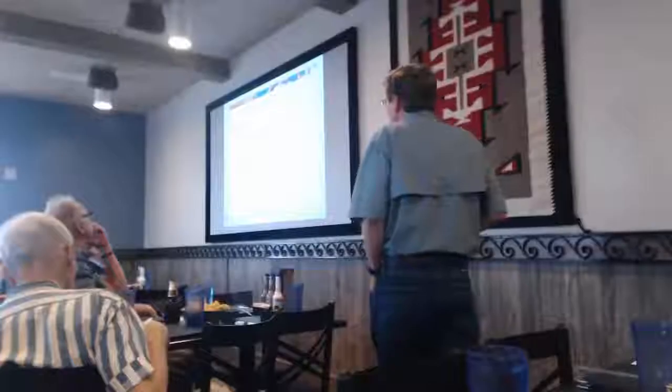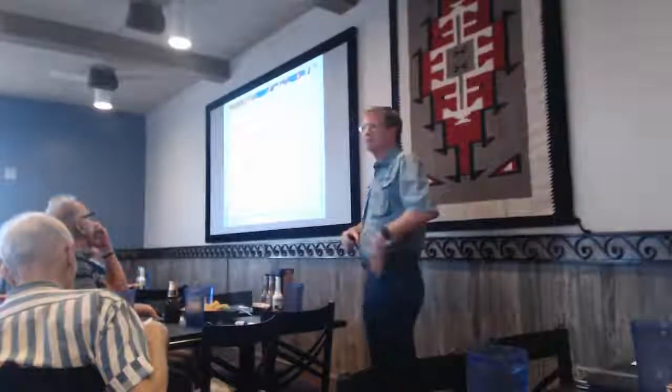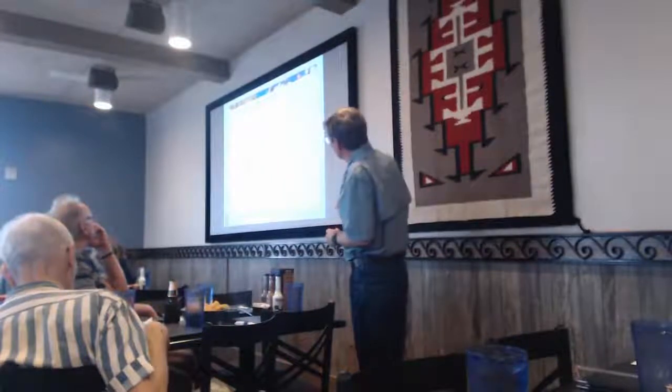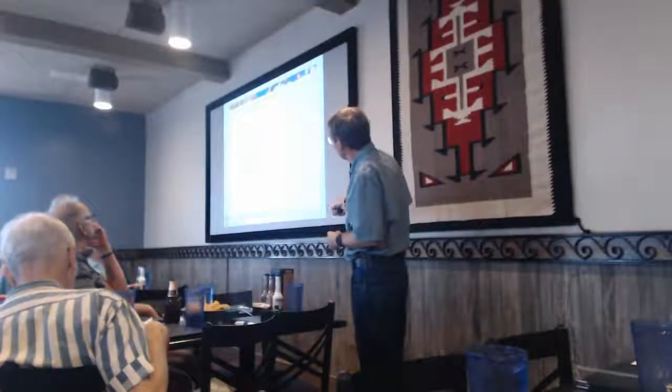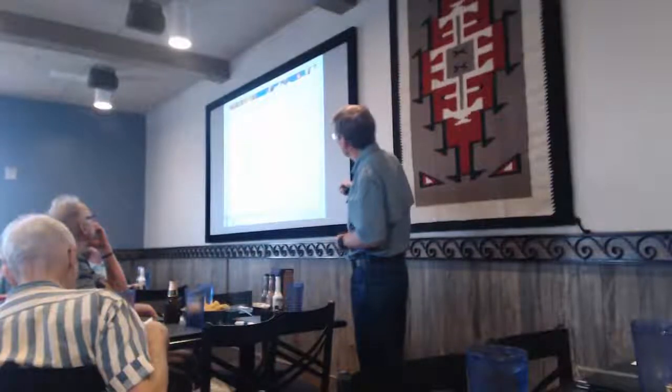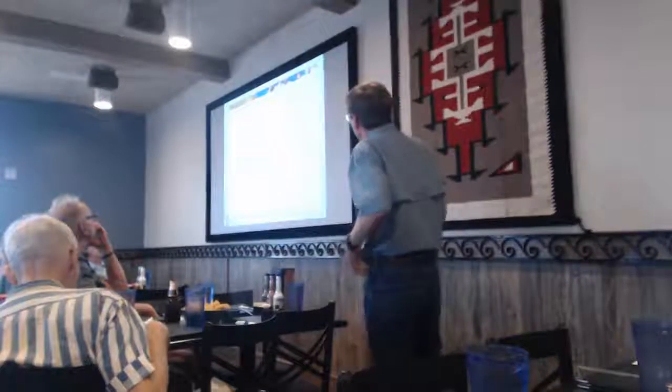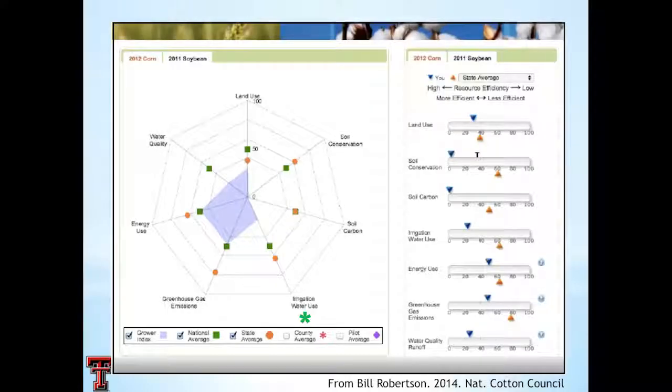And with this data, you can go in here and use their calculator and come up with a spider graph. This one actually has 7 points on it, but you could decide to show 6 things. There's soil carbon, soil conservation, erosion, land use, water quality, energy use, and irrigation water use.